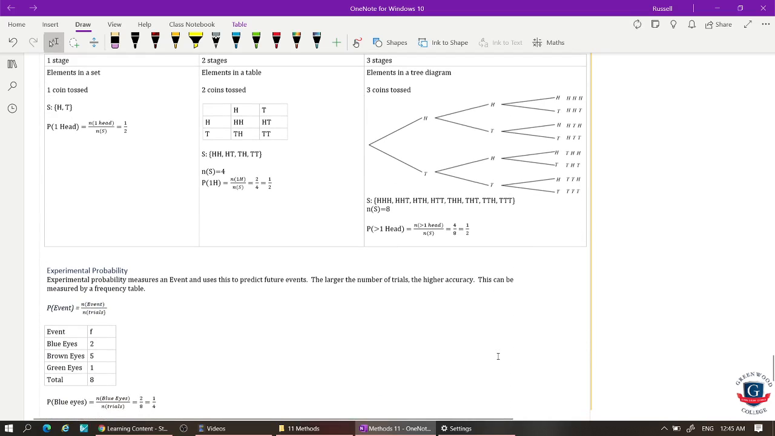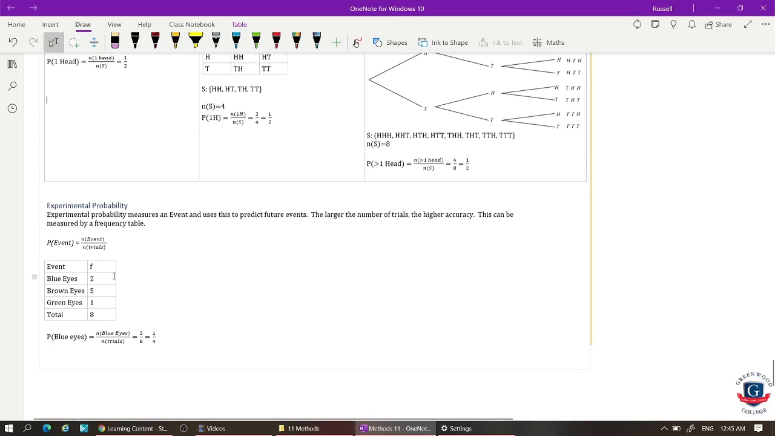Now, if we're not dealing with what could happen, but what has happened, we can use that for prediction. The probability of an event occurring is the count of the times that the event has occurred in the past divided by the number of trials that we had. So in this case, we go around the room and look at the frequencies of eye colors in a group of people. And out of the 8 people that we had in our little experiment, 2 of them had blue eyes, 5 had brown eyes, 1 had green eyes, 8 total.